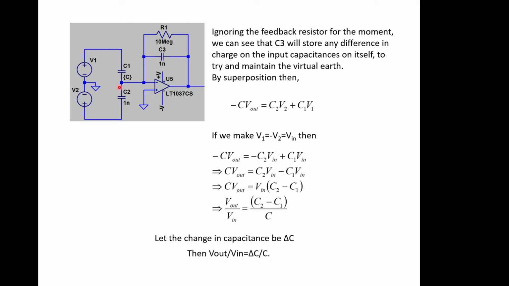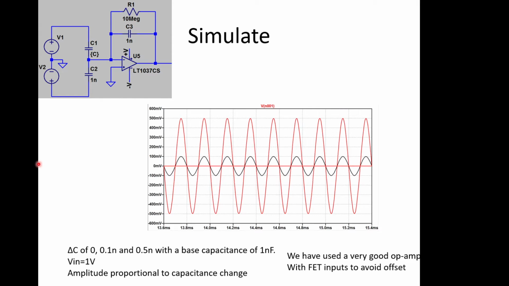So if these capacitances are the same, so in our case there's the same amount of fuel in each one, the delta C will be 0, and we'd find that V out over V in is equal to 0 over C, which is 0. As the capacitance changes, this becomes non-zero, and we will get an output. So that's a simple analysis that gives us a clue what's going on. You can then check this by simulation if you're not happy with how that works, or you're unsure that you've got the maths right.